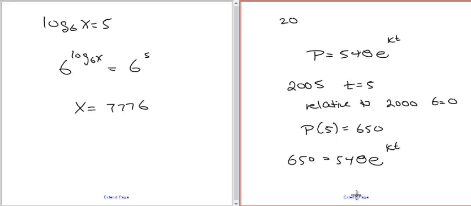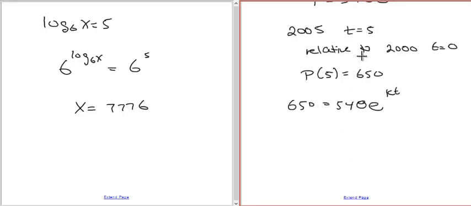So that's the equation. Now, if the only mistake you made was just reading that incorrectly, then I didn't take too many points off. Okay, so you divide both sides by 548 and get my calculator out. Finally have to use a calculator.